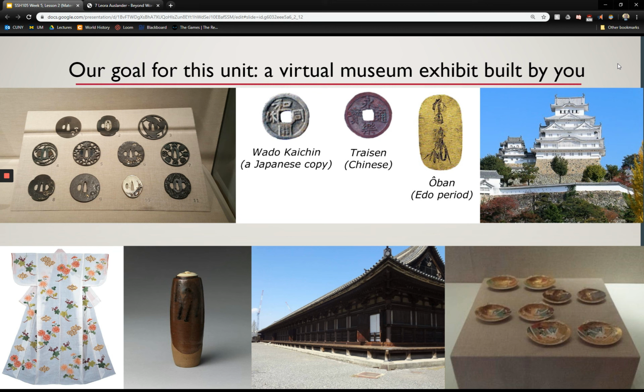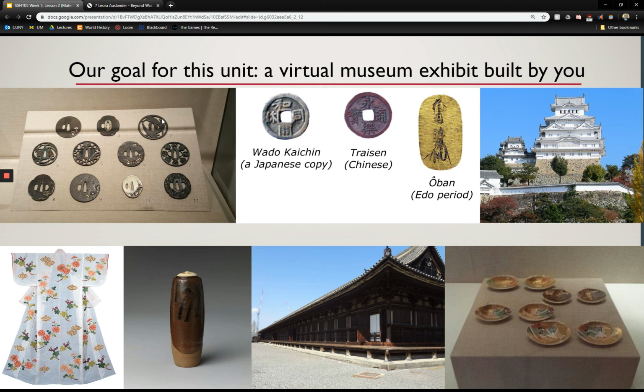Here are some more examples. I just thought I'd throw in a few more examples from another class I taught. I already gave you some images from last term, and this one's from a couple of years ago. These are all Japanese objects. You can see coins here. These are sword guards. I gave you the paper for these sword guards.